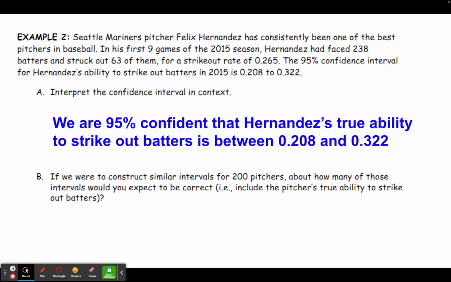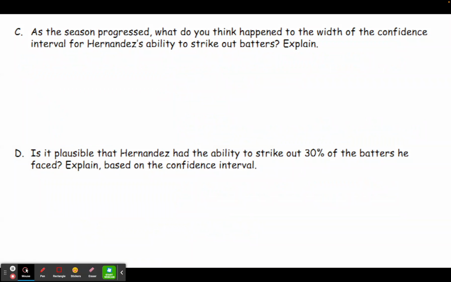Now, if we were to construct similar intervals for 200 pitchers, about how many of those intervals would you expect to be correct? Correct meaning that it includes the pitcher's true ability to strike out batters. Well, 95% of 200 is 190 intervals. So we would expect that 190 of our intervals would be correct and only 10 of them would be incorrect.